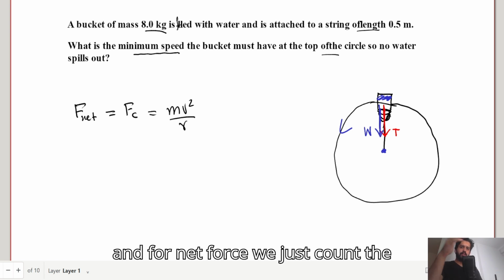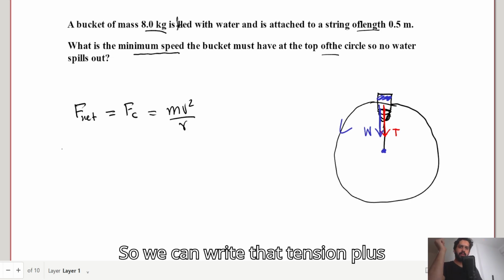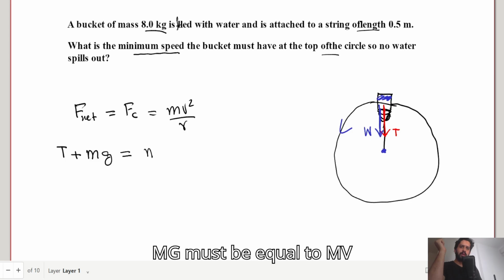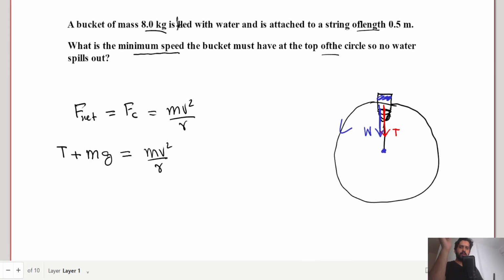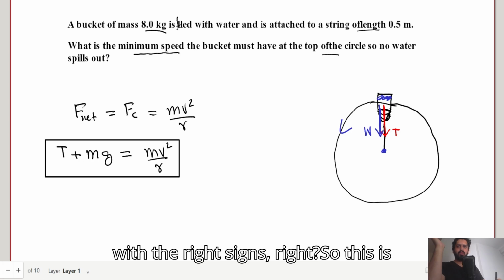And for net force, we just count the number of forces. We have only two forces, both of them pointing downwards. So we can write that tension plus mg must be equal to mv square over r. Now, the first part of the problem was to write this equation in the right form and with the right signs, right? So this is done.